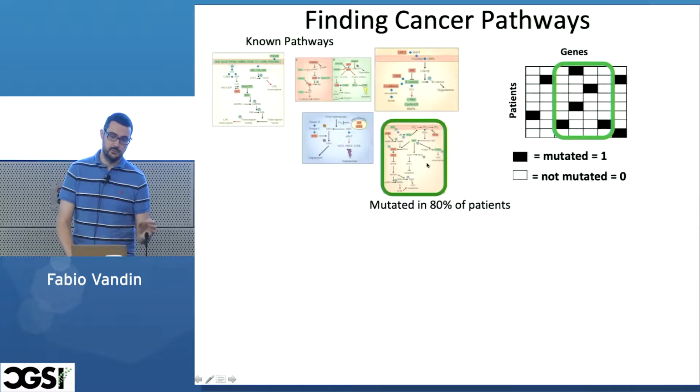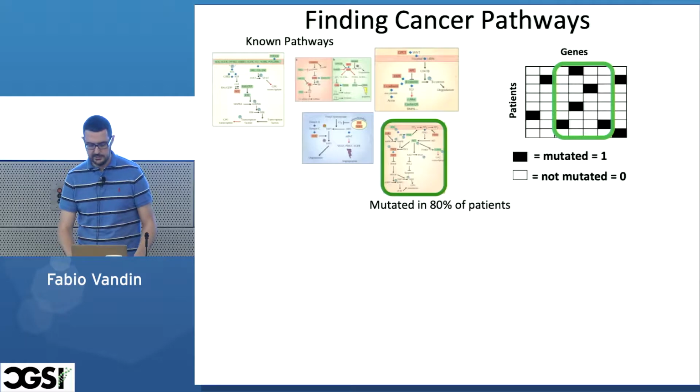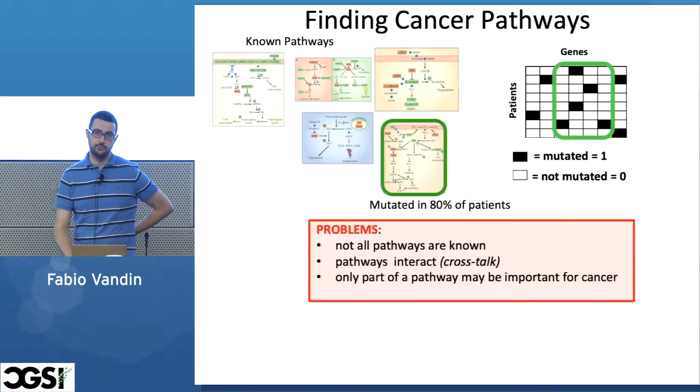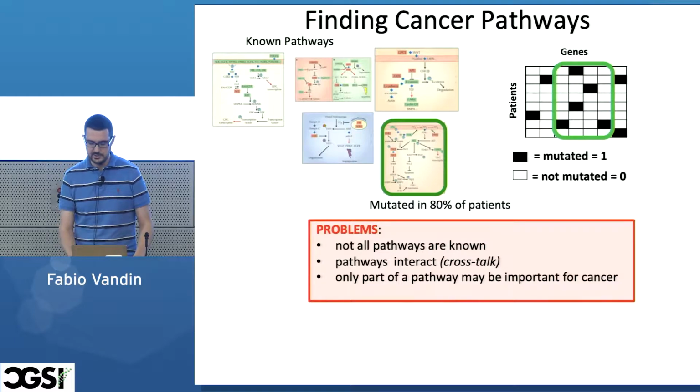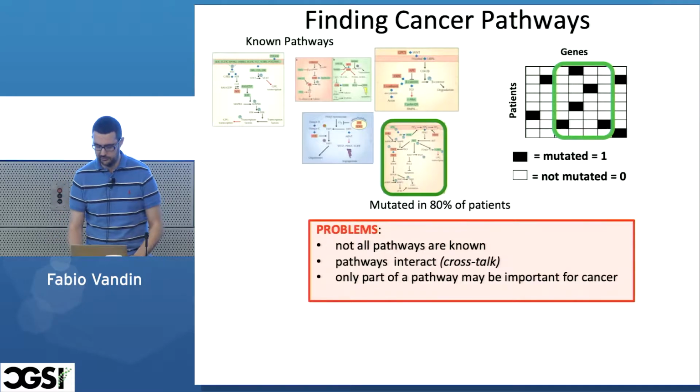However, this approach that looks at known pathways has several problems. For example, not all pathways are known. There is crosstalk between pathways. They are not separated entities. And sometimes these pathways that you find in databases are so large that when only a small portion of the pathway is important for cancer, you are not actually able to detect the pathway is significantly mutated.